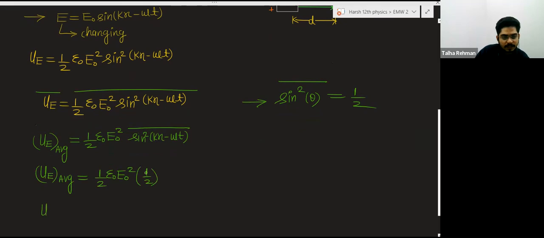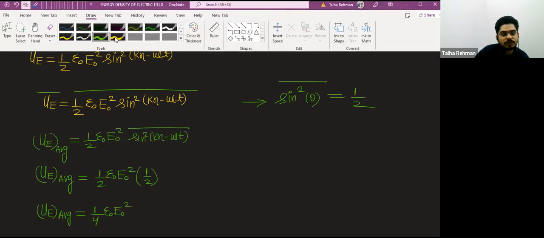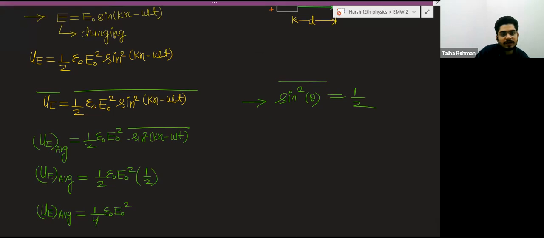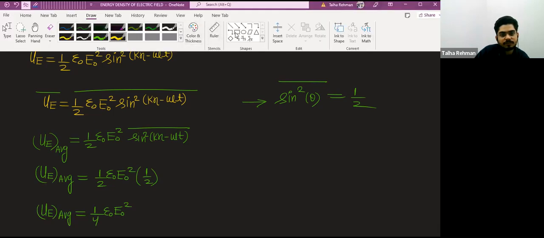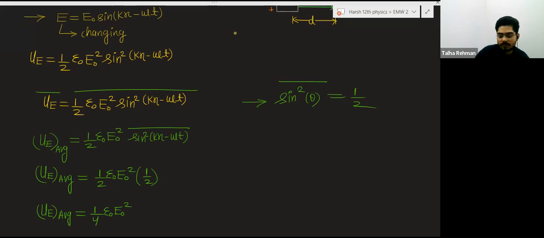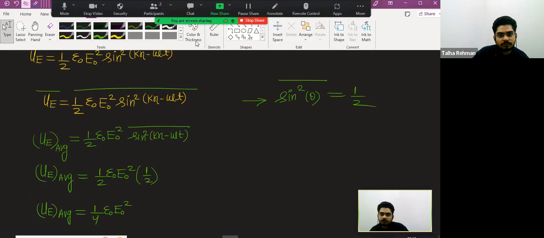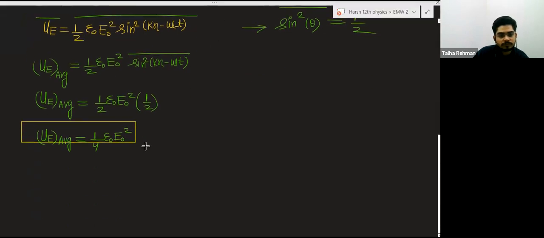So what will be the energy density corresponding to the electric field? That is 1 by 4 of epsilon naught into E naught square. So this is the energy density corresponding to the electric field.